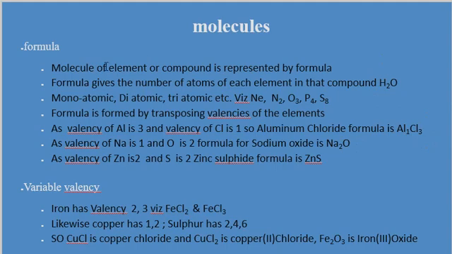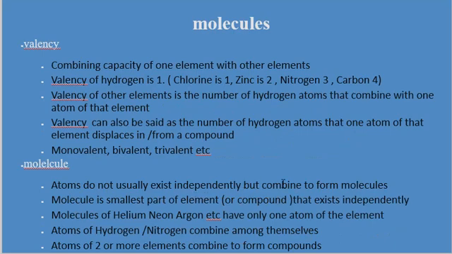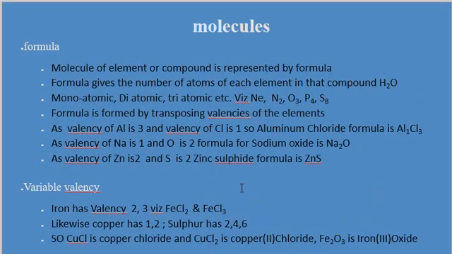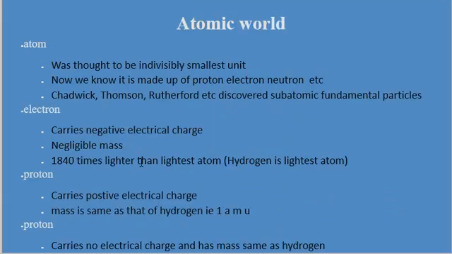One or more elements combine together because they cannot exist independently. A molecule is the smallest part of an element or a compound that exists independently. So they combine together like this. Depending upon the valency, the formula is written by transposing the valencies.